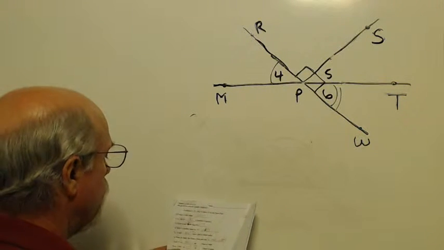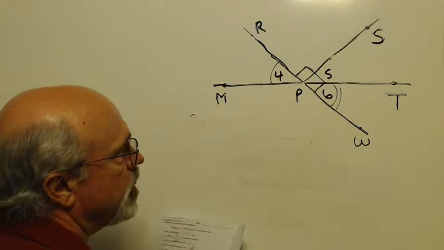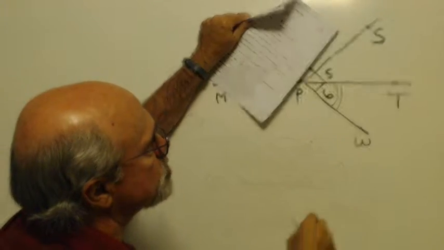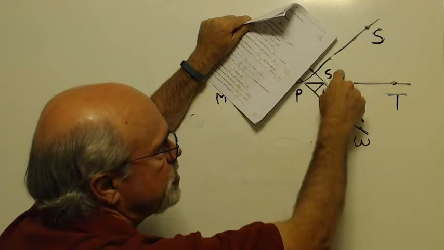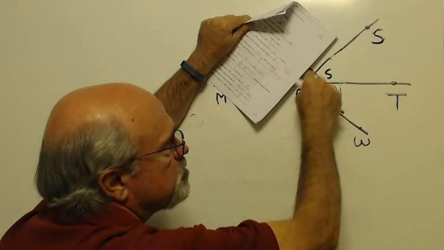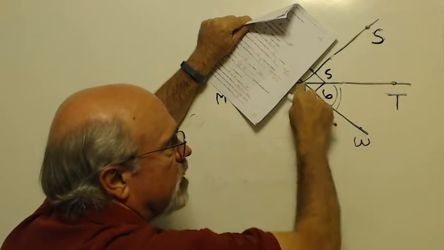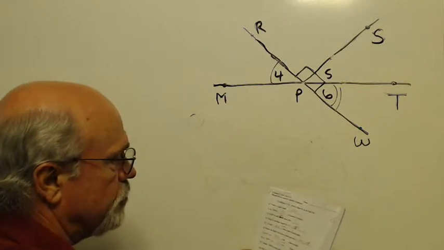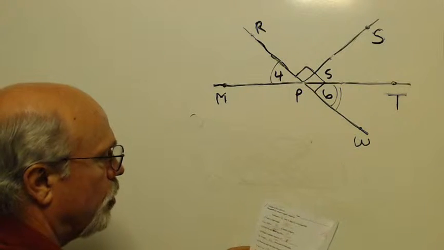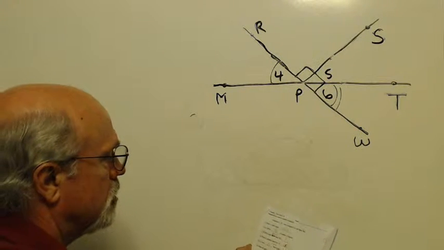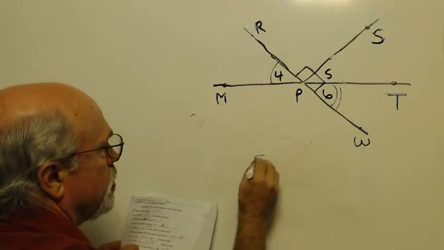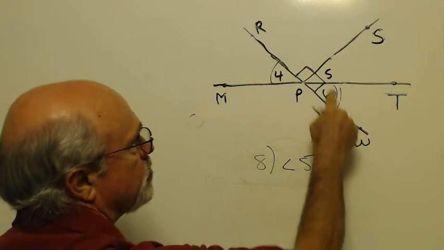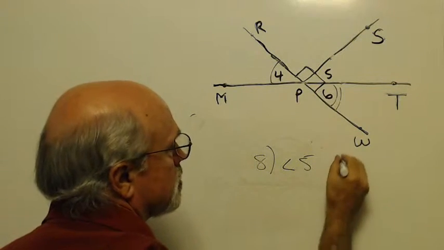Problem number 8, we want to know which angle adds up to 90 with angle TPW. Well, angle TPW is the same as angle 6. Now notice that angles 5 and 6 together make up the right angle SPW. Since the two parts have to add up to the whole thing, angles 5 and 6 have to add up to 90. So your answer for problem number 8 is angle 5. Angle 5 can also be called angle TPS.